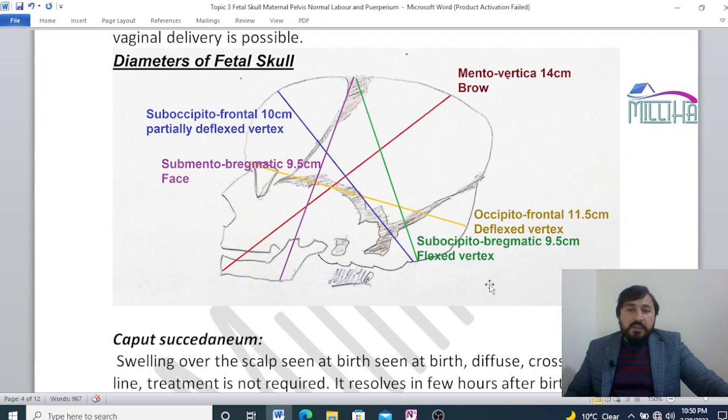This diameter I have already told you. This is suboccipitobregmatic. This is suboccipito, this is occipito, this is vertex. Okay, suboccipitobregmatic.